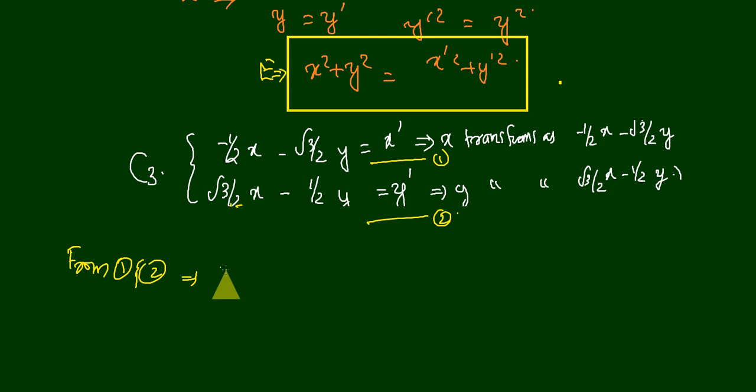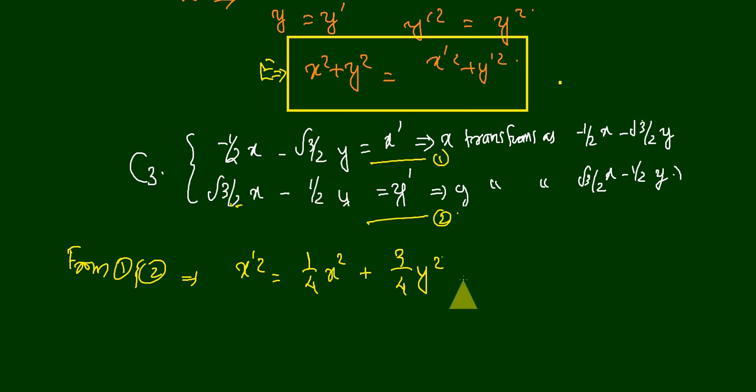x dash square is equal to 1 by 4 x square plus root 3 by 4 y square. No, root 3 into root 3, 3. 3 by 4 y square is equal to, no. We have to take the square, okay? So 3 by 4 y square plus, this is like a plus b the whole square, okay? So a square plus b square plus 2ab, okay?